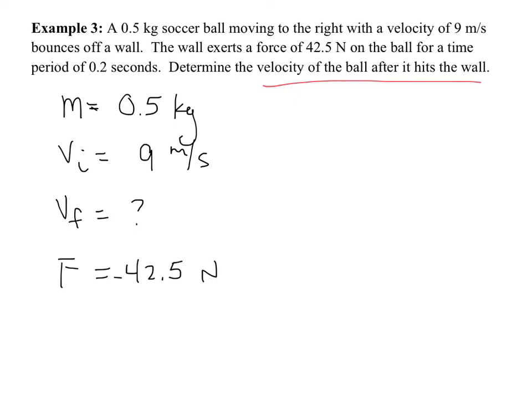Okay, negative 42.5 newtons. The time period that the ball is in contact with the wall is 1/5 of a second, which is pretty reasonable. Think about it. You kick a ball into the wall, the ball is not physically touching the wall for any more than this amount of time. If anything, it'd be less than that, but it's not going to be greater. The ball doesn't actually hit the wall, stay on the wall for a second, and then come back. It comes back pretty quick.